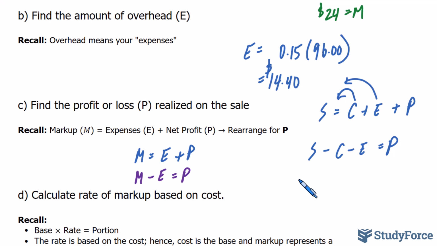So our markup we found to be $24. So I'll write down 24, take away our expenses of $14.40, and together if we subtract those, we end up with our profit. If you do subtract them, you end up with 9.6, or $9.60 is our profit. Notice that the output is positive. That means we are generating a profit. If our output was negative, then that is a loss.